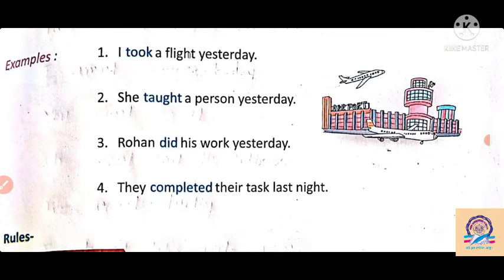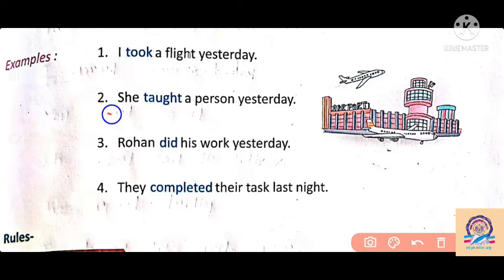Now we see the example: I took a flight yesterday. So it is a talk of yesterday. Most probably we use a word showing the time, here yesterday. So take changes into took, by seeing the verb. Whatever change occurred in the tense, we have to change in the verb. Take changes into took in the simple past tense.